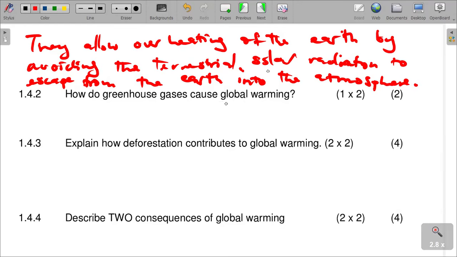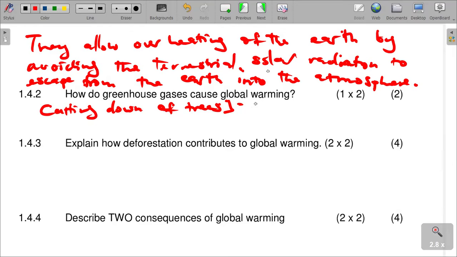And then explain how deforestation contributes to global warming. So what you need to understand is that deforestation is the cutting down of trees. What is deforestation? It is the removal of trees, when trees are cut down. The effect of cutting down trees is where our answers are coming from.